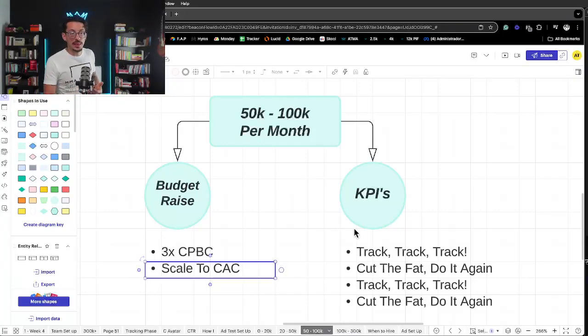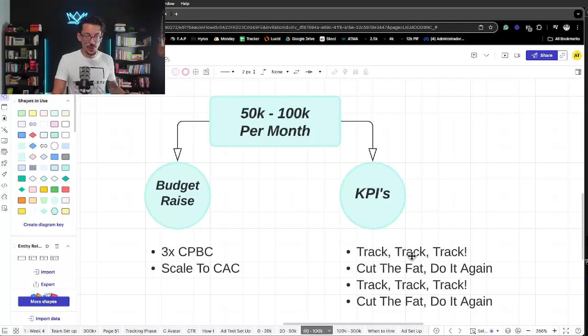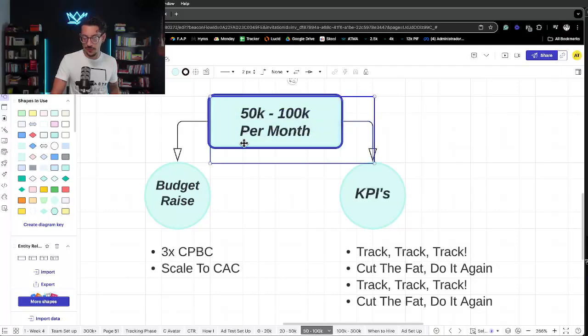All right. And then on the KPIs, it's track, cut the fat, do it again, track, cut the fat, do it again. That's literally it. 50 to 100 is almost 100% just tracking and making sure the KPIs are on point, because you already fixed the time constraint, you have your funding, you already fixed the client acquisition, you already fixed the sales. If not, you wouldn't be at 50K per month.